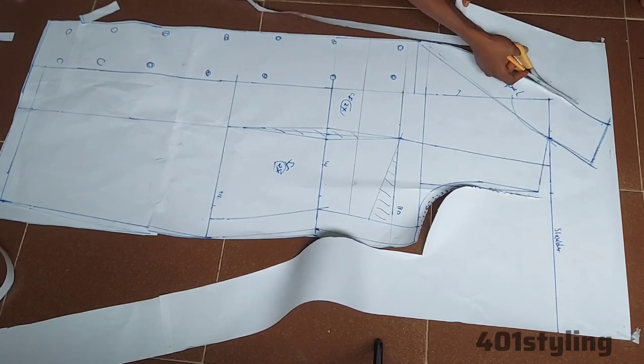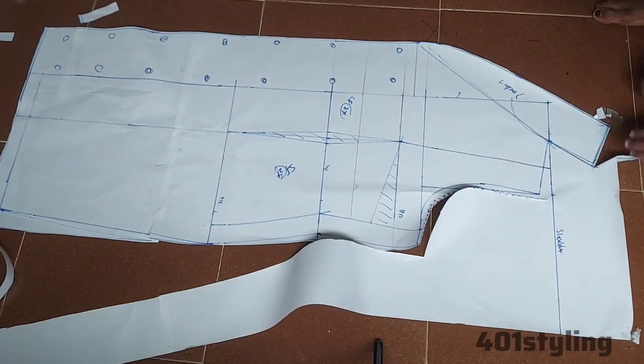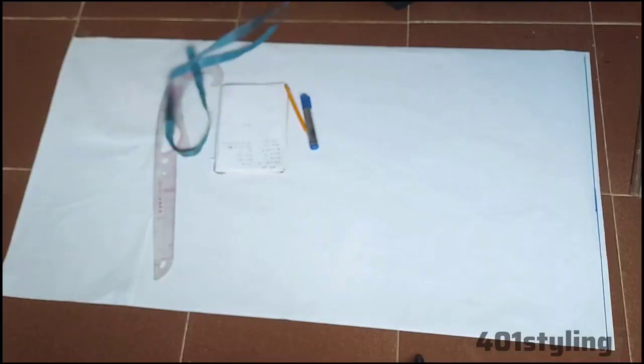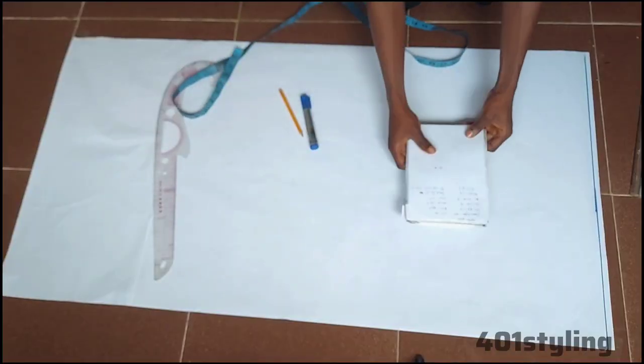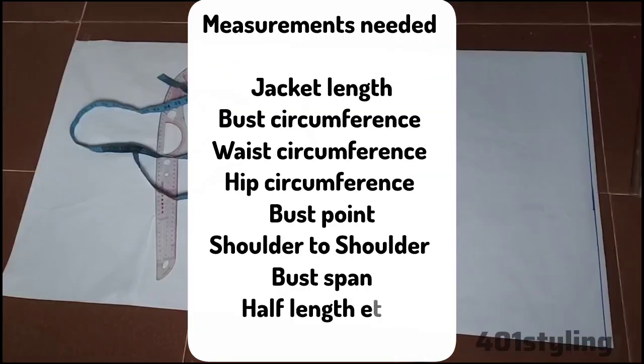Today we are going to learn how to draft a double-breasted short collar jacket. So here I have the measurements I'm going to be needing and I'm going to display them on the screen. We are going to start with the back pattern.